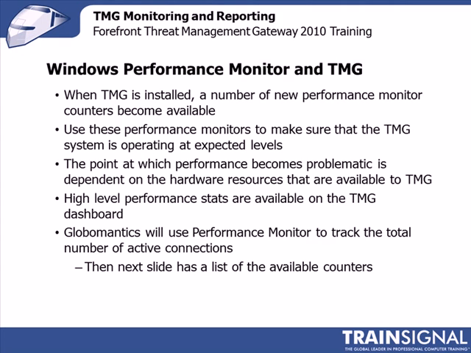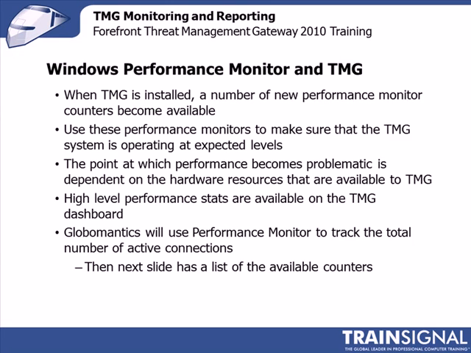The point at which performance becomes problematic is dependent on the hardware resources that are available to Threat Management Gateway. And what that means is I can't sit here and say, okay, you're going to have a problem when you have this much of a load. It really depends on your hardware configuration. And the only way you can get a gauge for that and how it's actually operating in reality is to use a tool like Performance Monitor. Now you got to see the high-level performance stats, CPU and RAM, in the Threat Management Gateway dashboard. But Performance Monitor lets you do a little bit more.